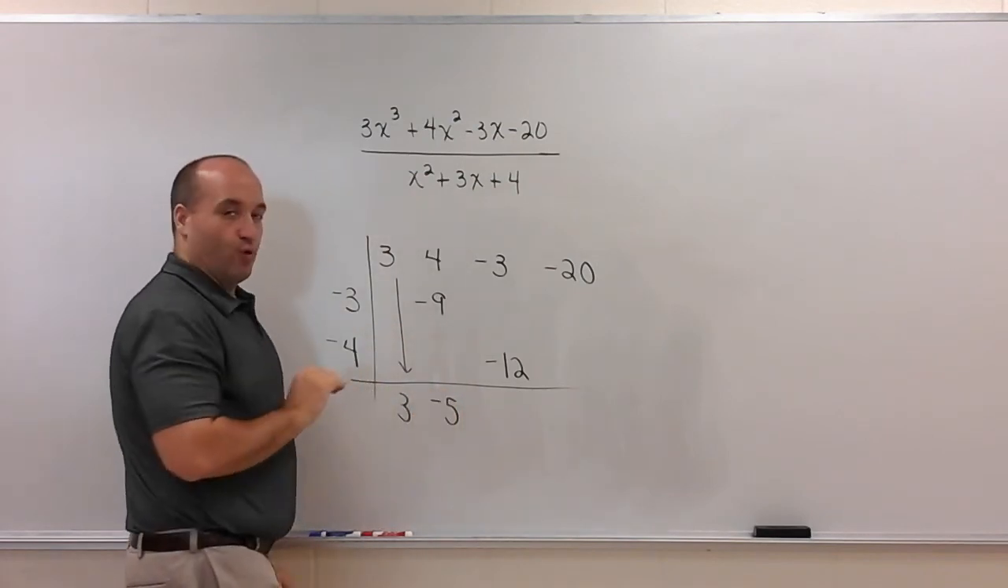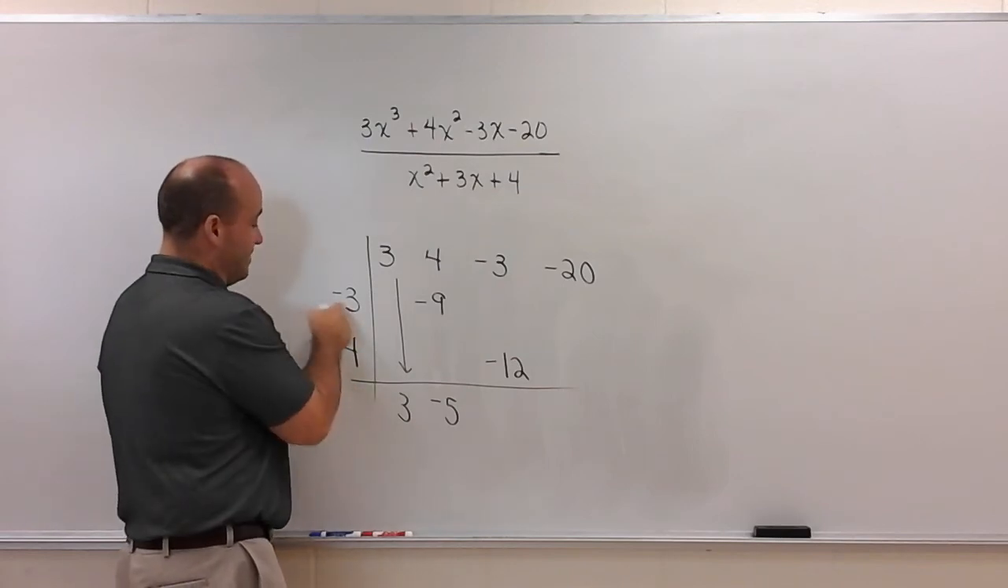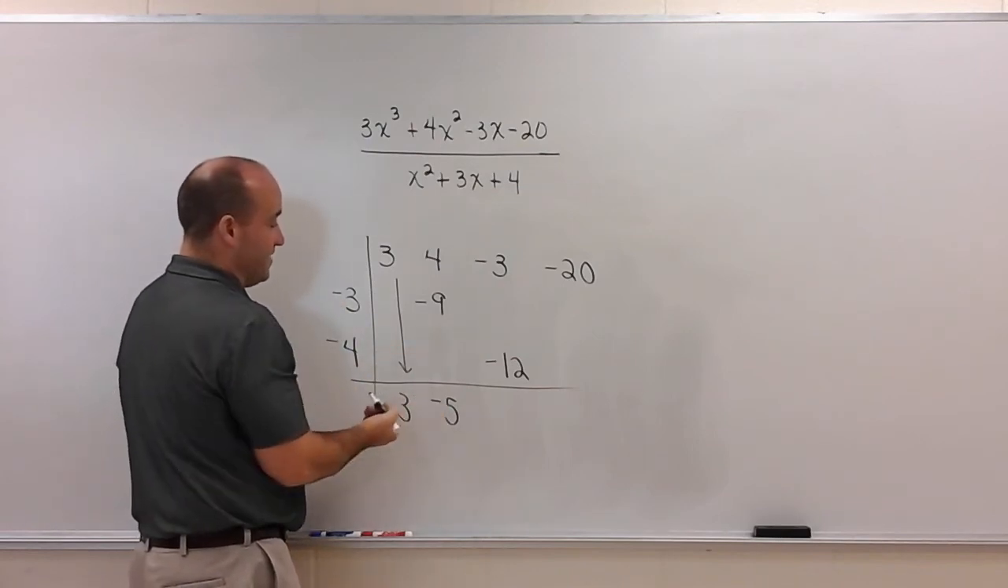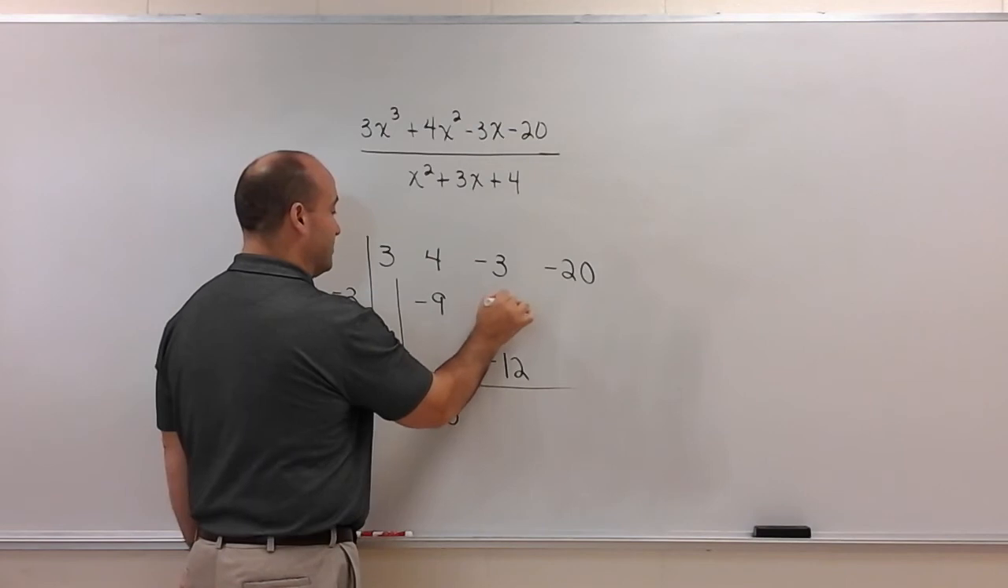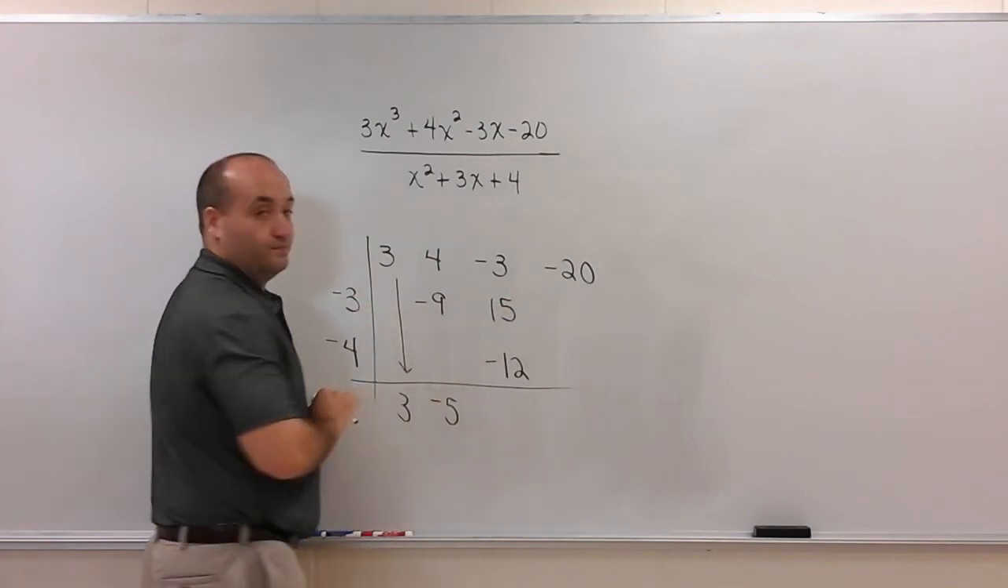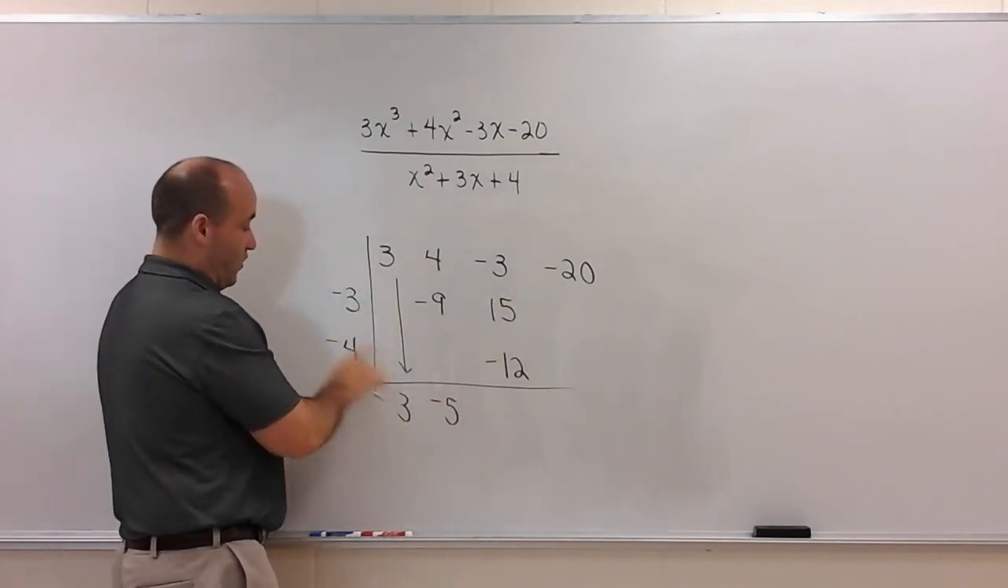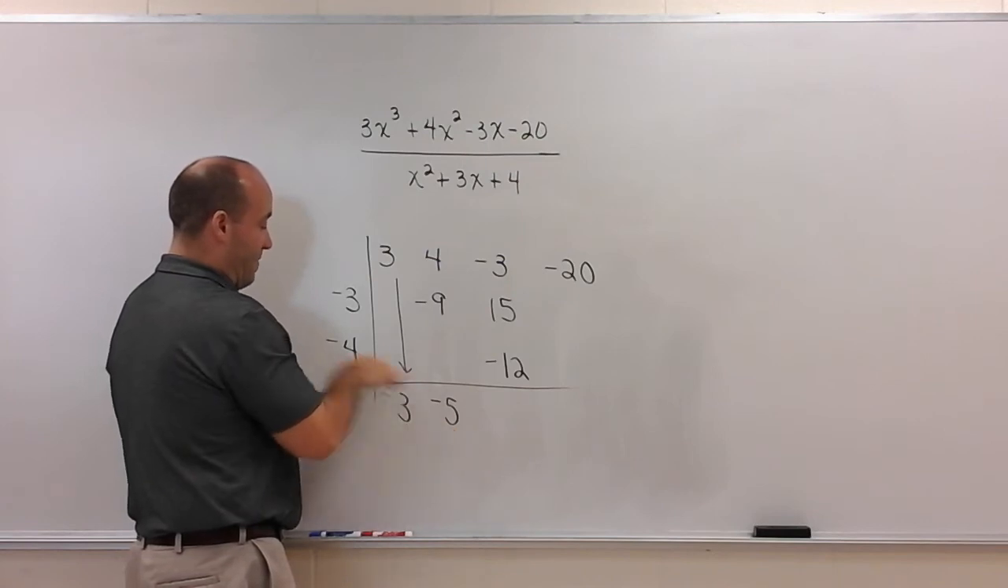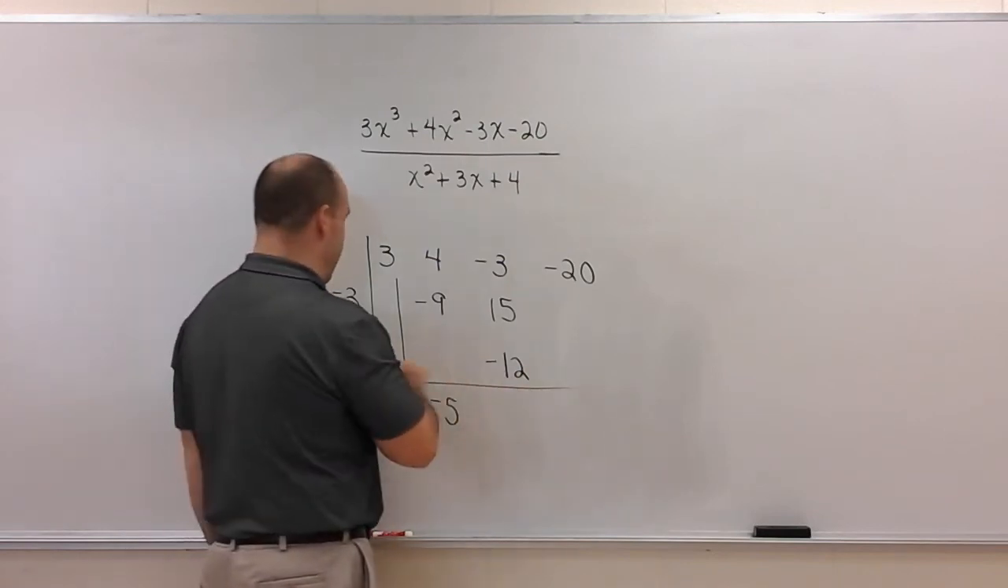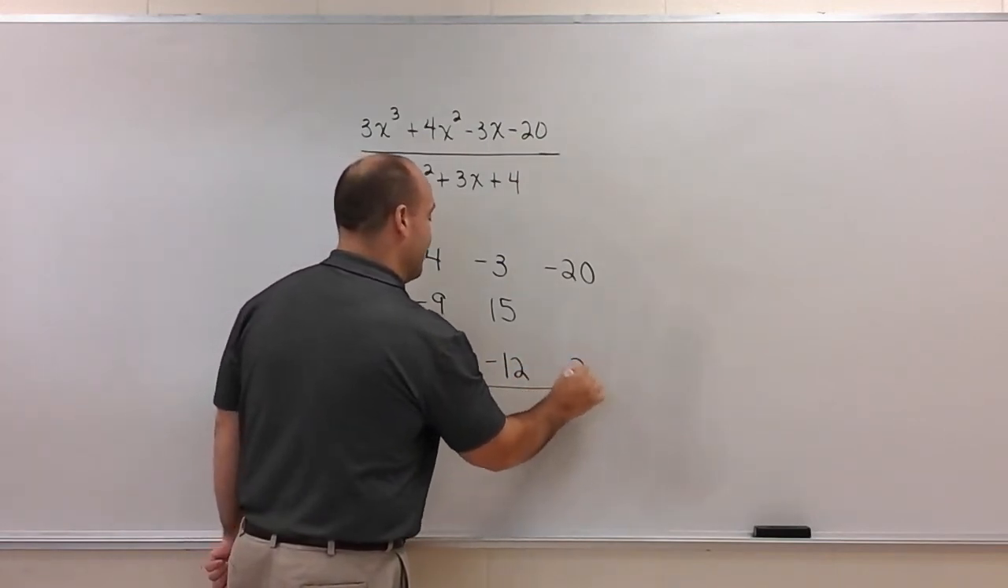Okay? Now repeat the process of the multiplication. Negative 3 and negative 5 make positive 15. So we're going to put that in the next position on that row. Negative 4 times negative 5 makes positive 20. So we're going to put that in the next position on this row, positive 20.